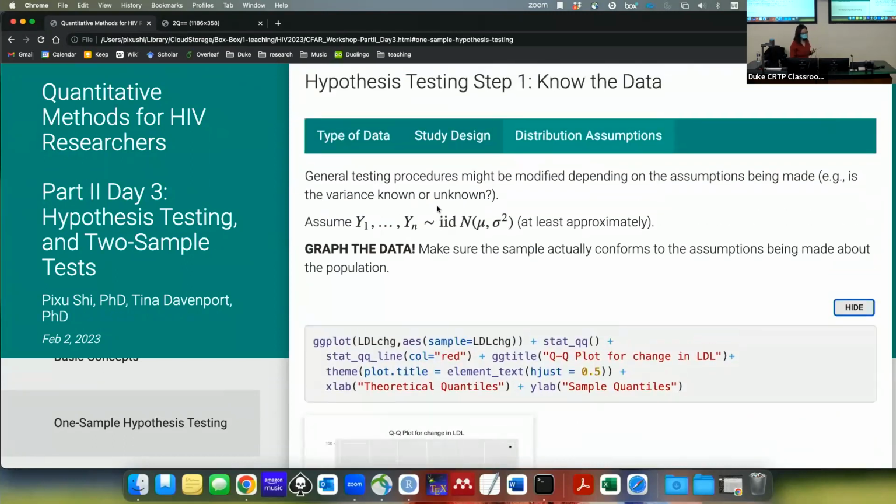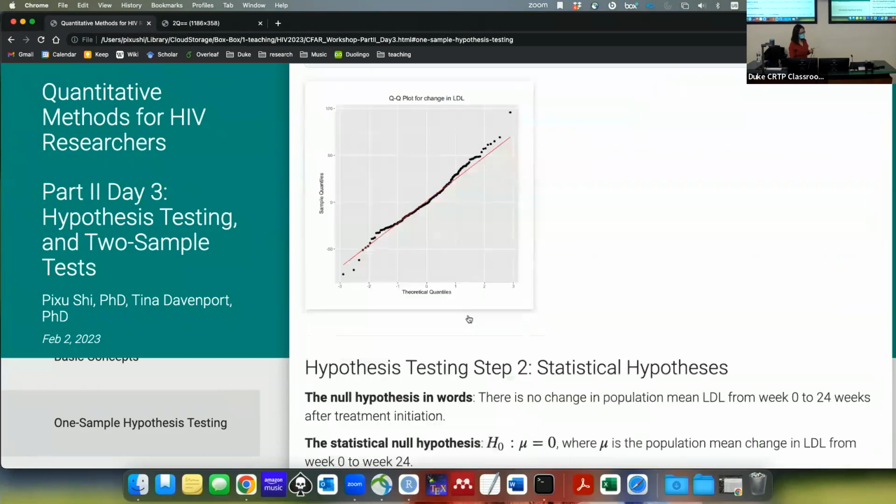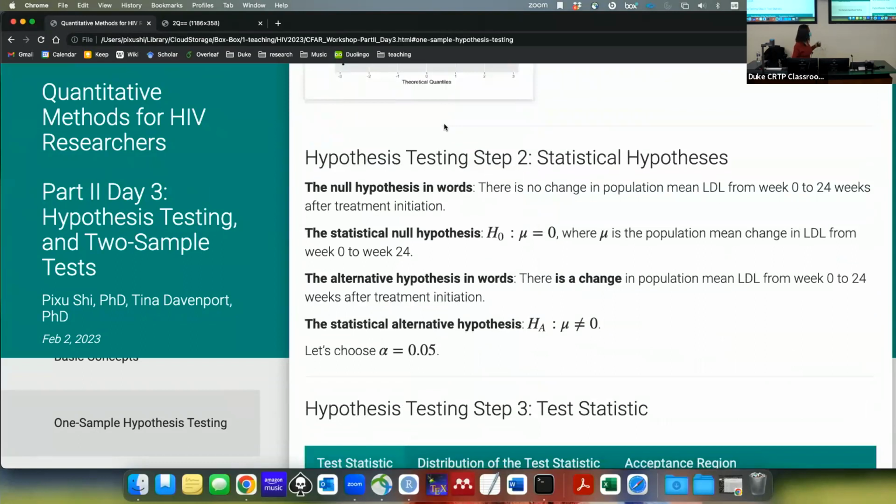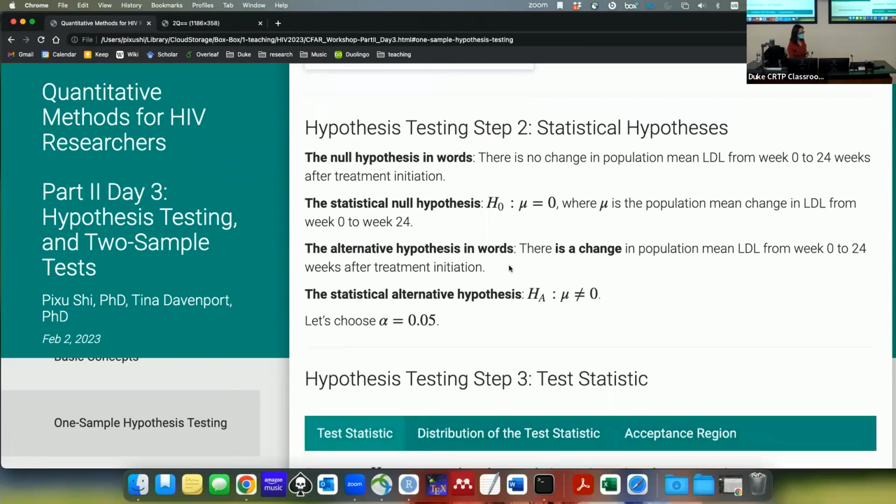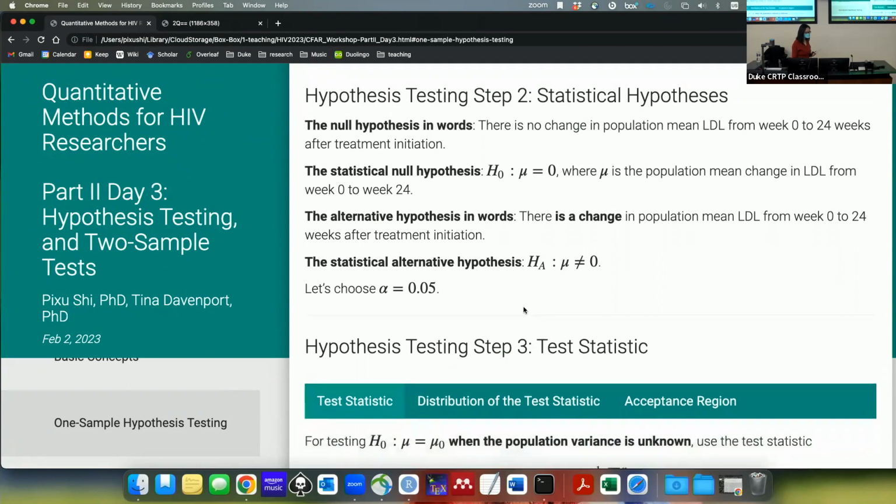Sorry, I jumped too quick. So after we know about the data, we come to hypothesis testing, a very short but important step. We now know what our research question and our statistical hypothesis are. When you write this out in words, you will know what your conclusion is. It will be clear what your conclusion is when you have a rejection or not.